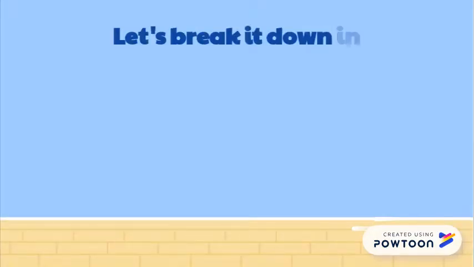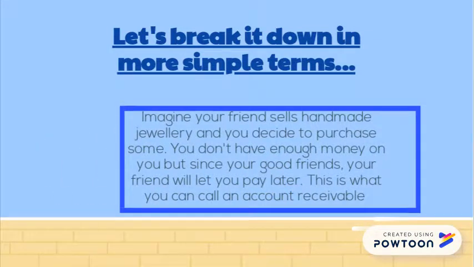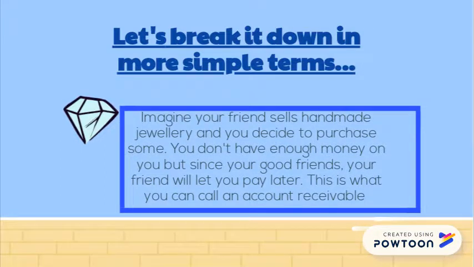Now let's break it down in more simple terms. Imagine your friend sells handmade jewellery and you decide to purchase some. You don't have enough money on you, but since you're good friends, your friend will let you pay later. This is what you can call an account receivable.